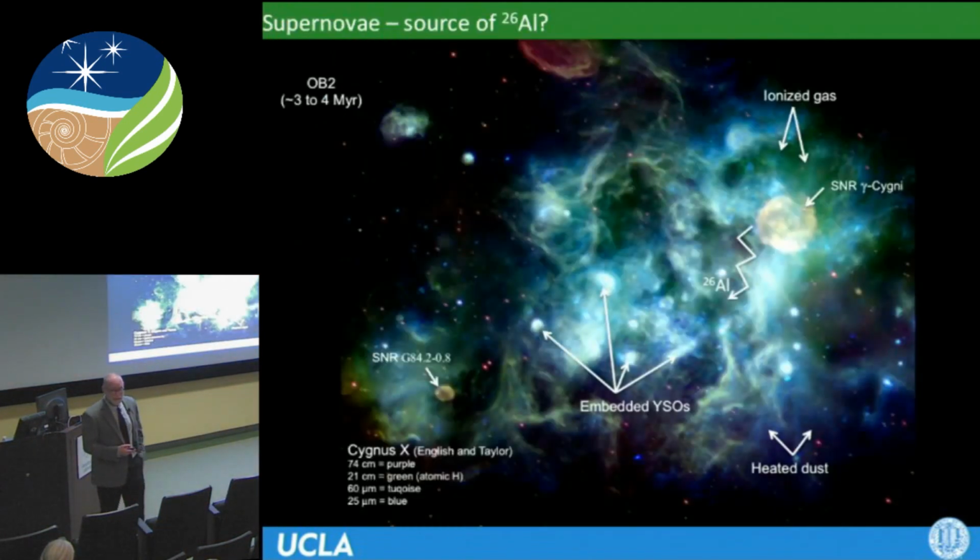So one possibility is that the aluminum-26 that we know was there was produced by a supernova. Here I'm showing the Cygnus X region, another star-forming region in Cygnus. You're looking at what are called YSOs, young stellar objects. These are stars and their planetary systems forming today. And then this is a supernova remnant in the same region. So one possibility is that aluminum-26 was produced by a supernova and found its way into our solar system as it was forming. This would be an analogy for our own solar system formation.